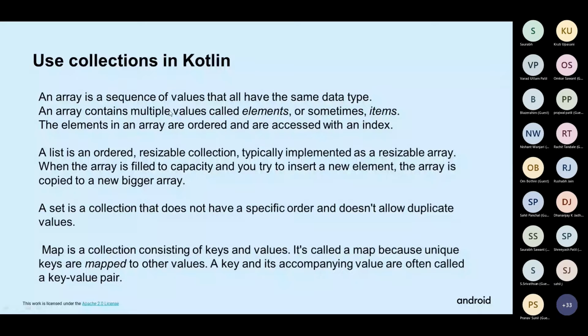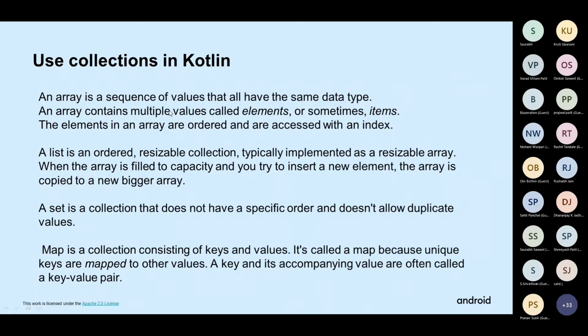An array is a sequence of values that have the same data type. An array contains multiple values called elements, or sometimes items. The elements in an array are ordered and accessed with an index. A simple example: if we have a set of roll numbers ranging from 1, 2, 3, 4 to 100, it is an array which has 100 elements, and all the data types are similar. In roll numbers, you cannot have 1, 2, 3, 4 and then E or F. All the roll numbers will be numbers, so they have a similar data type.